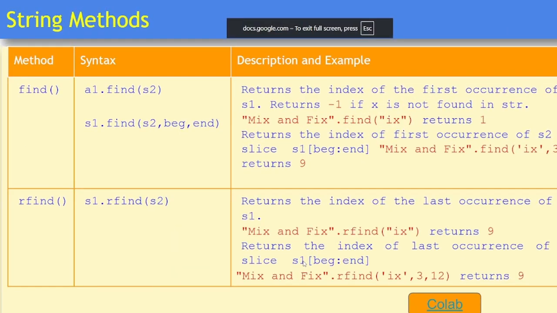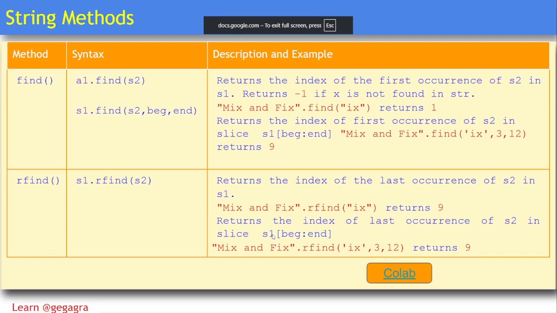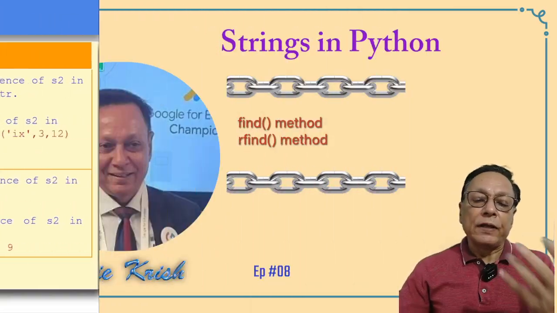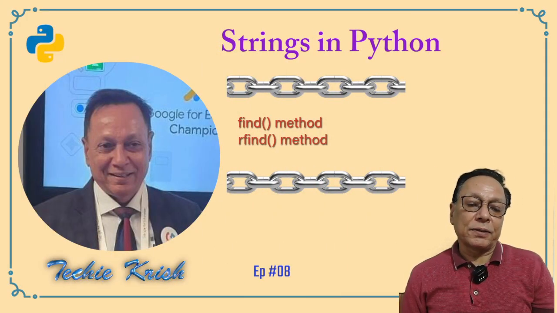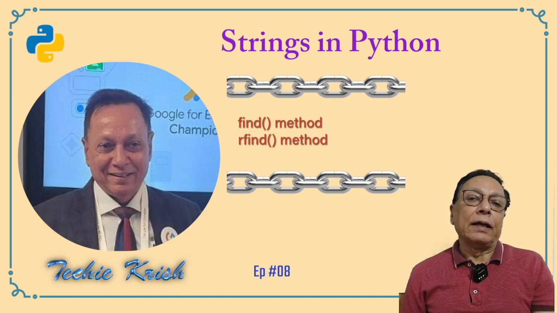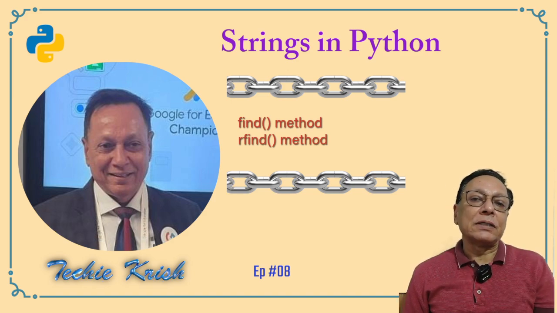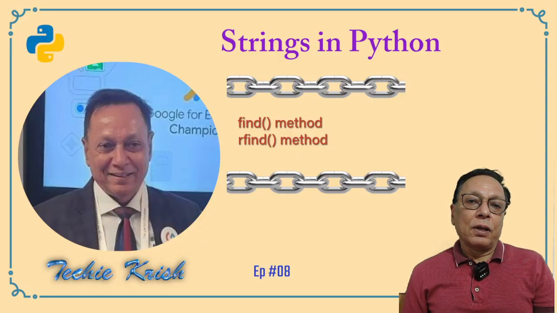So this is how we can apply find and rfind in Python strings, and slowly and gradually we can learn these methods and apply them on strings. I hope you understood the concept of finding the index of a particular substring using find and rfind.